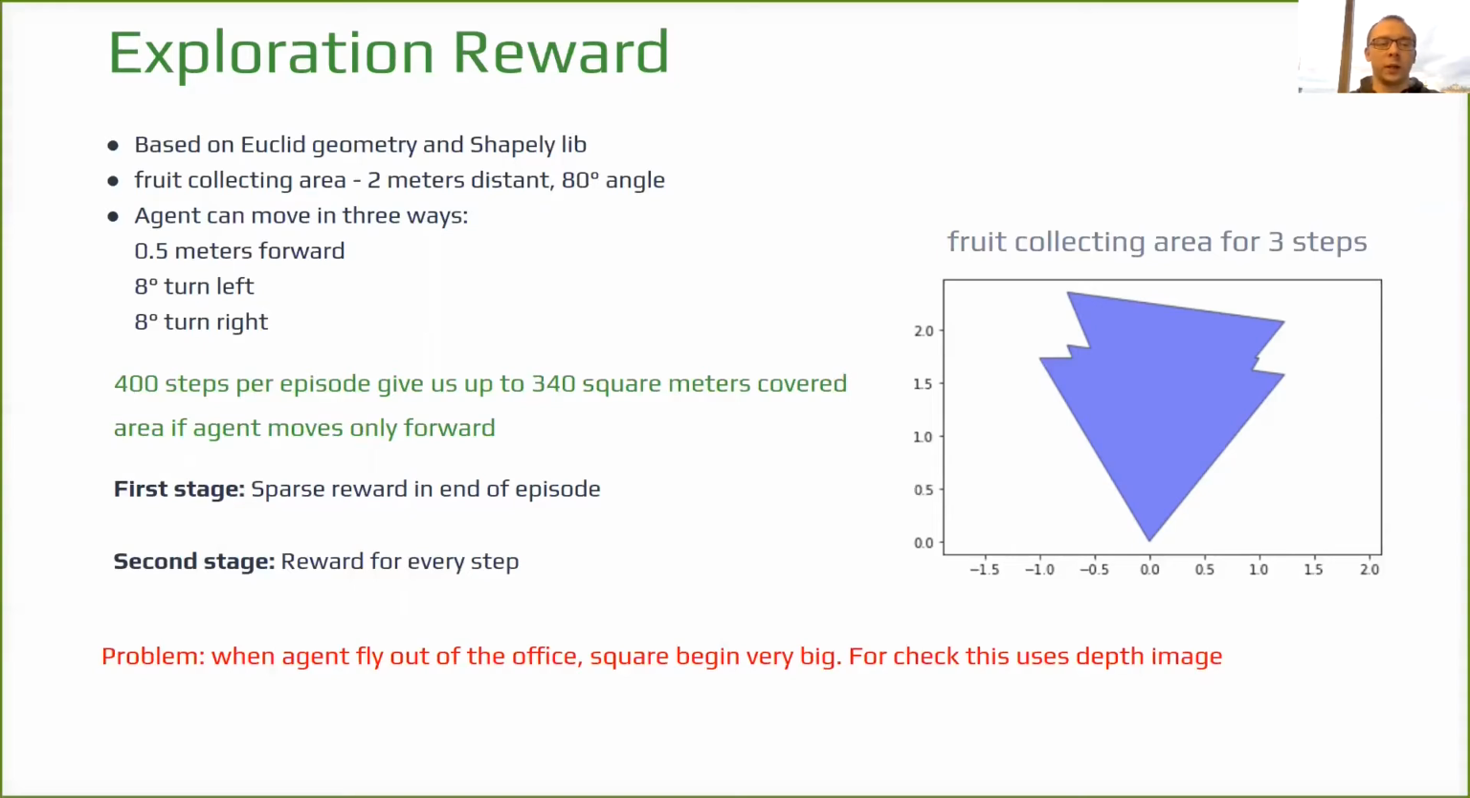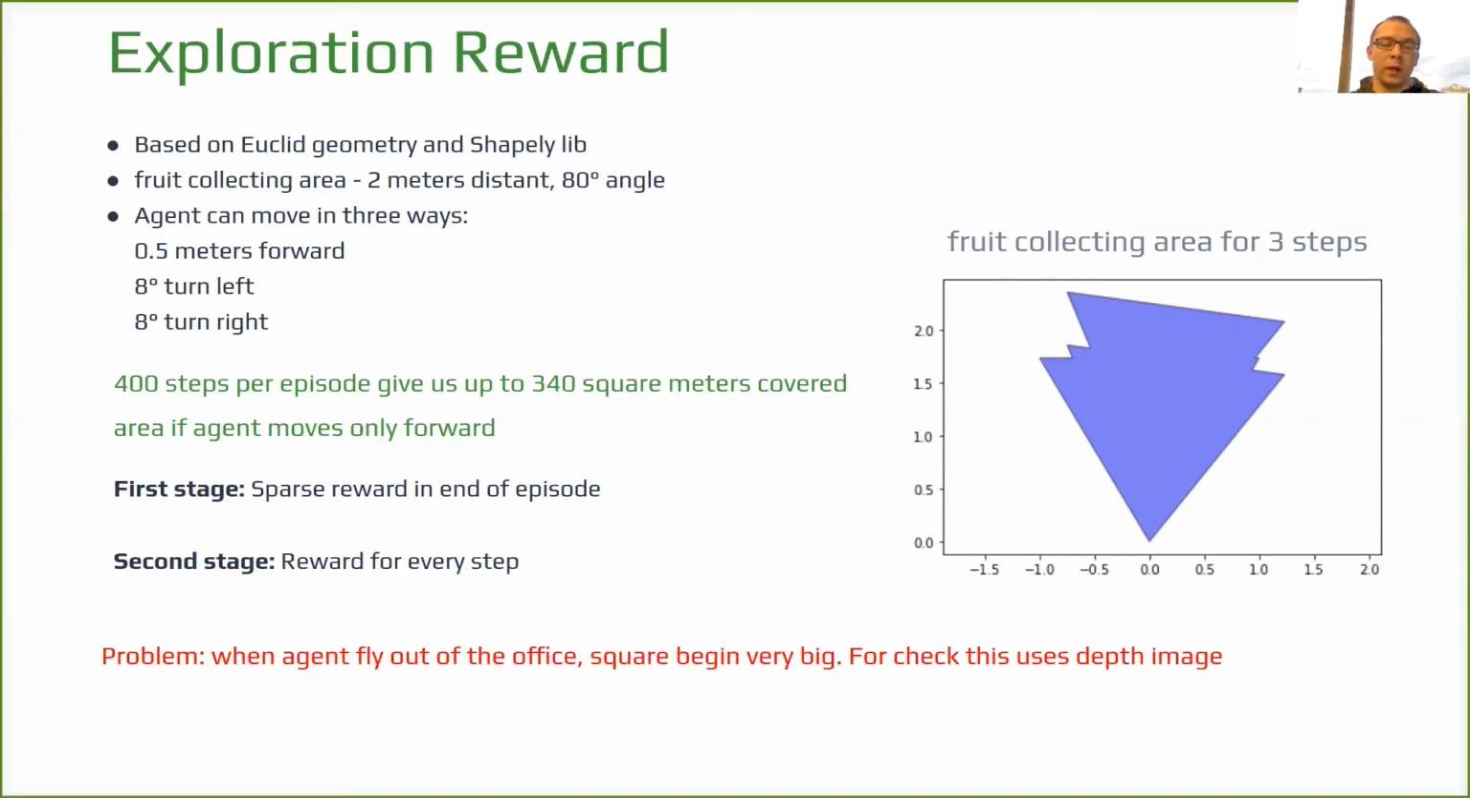The agent has a fruit collecting area, with an 80 degrees field of view and a 2 meters success distance. So we can draw the fruit collection area for one step and calculate the area. Also, we can calculate the area covered by the agent for a single episode. The maximum area covered by the agent is 340 square meters if the agent is moving only straight forward.